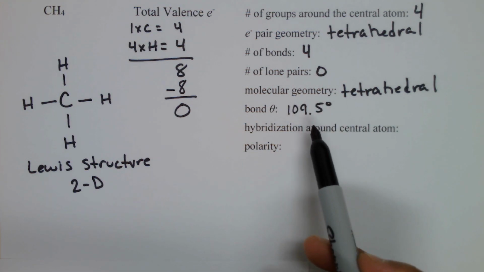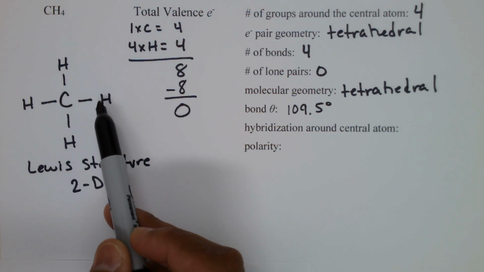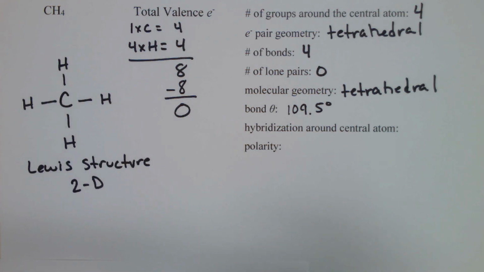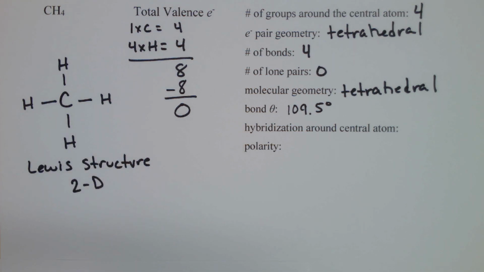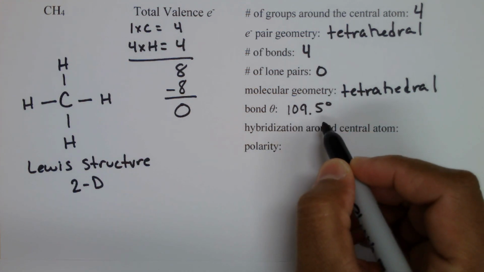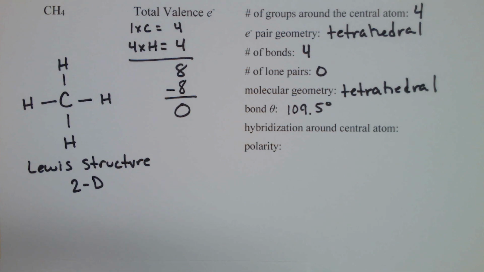I want you to pause and just think about that for a second because look at the way I drew it in 2 dimensions. These bond angles right here look as if they're 90 degrees. Now in 2 dimensions, that's okay to sketch the Lewis structure, but the actual shape is tetrahedral, so those bond angles are 109.5.